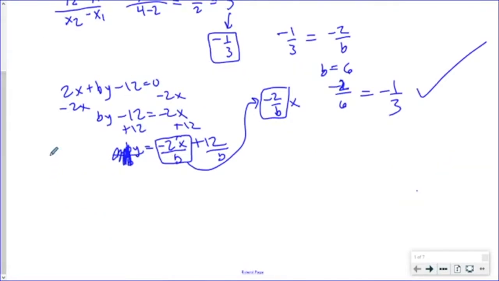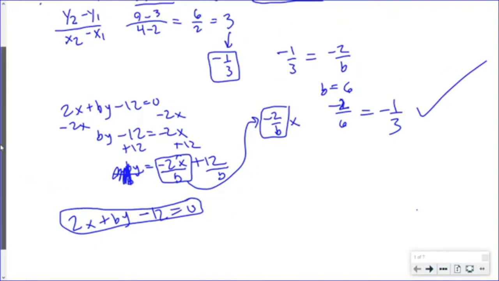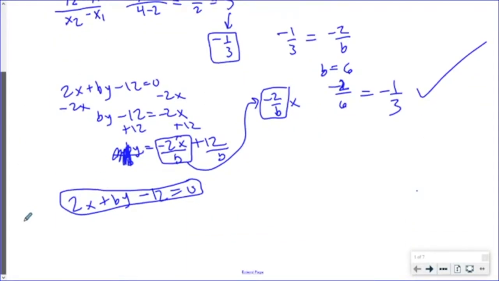For those of you who are still confused, I'll do this again. 2x plus by minus 12 equals 0. This is what's given to us. This is the equation of the perpendicular line. We know from part B that the slope has to be negative one third, which means the slope here has to be negative one third too. So I just put it in a form that looks familiar: slope-intercept form.